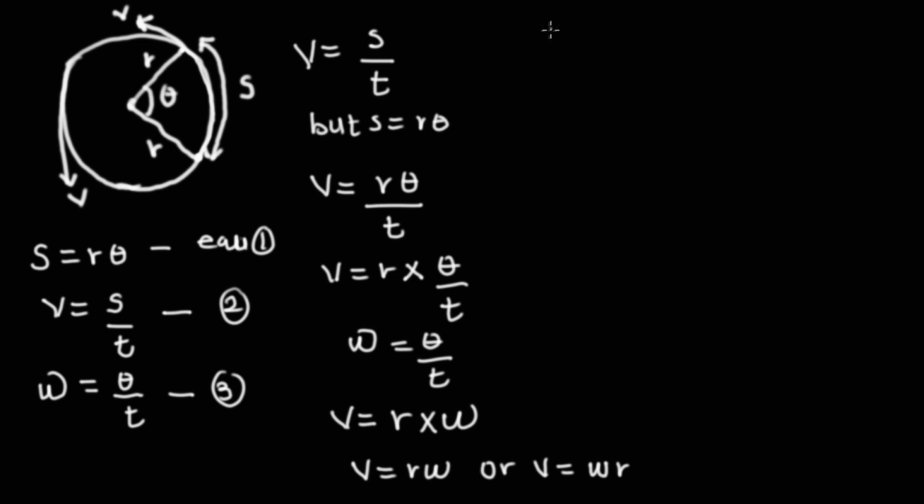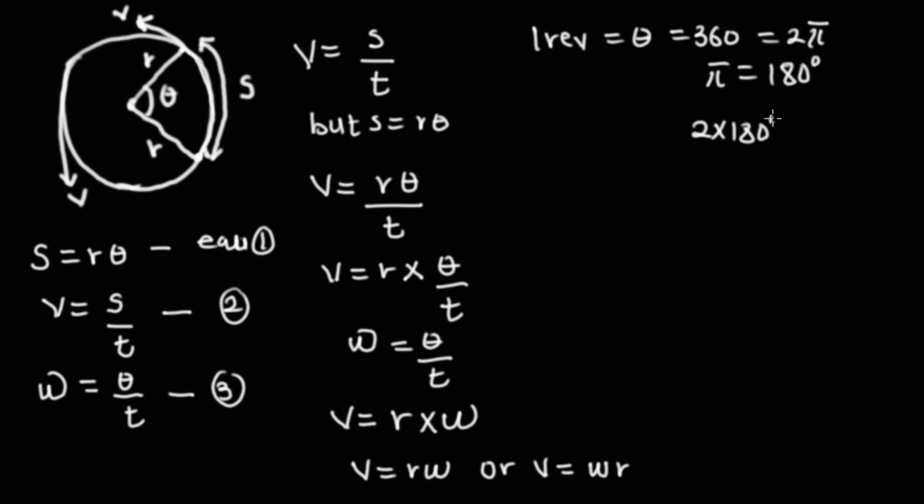Now, another thing you should know is that 1 revolution is equal to theta, and theta is equal to 360 degrees, and this 360 is equal to 2 pi. Now, pi is equal to 180 degrees. So 2 multiplied by 180 degrees gives us 360 degrees. So theta is 2 pi.